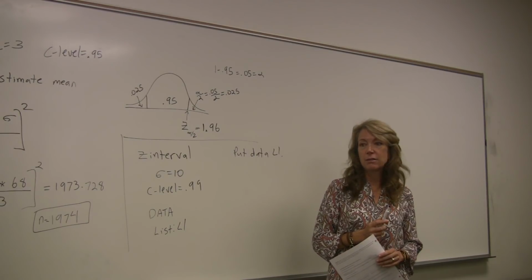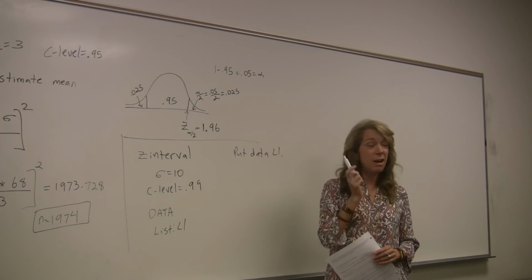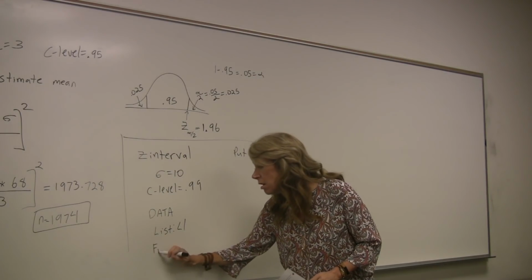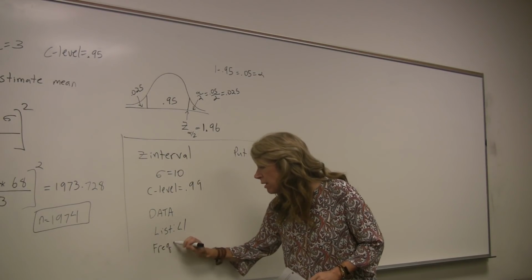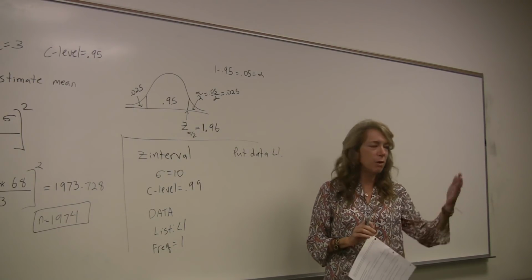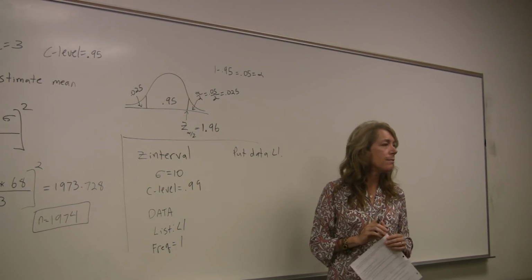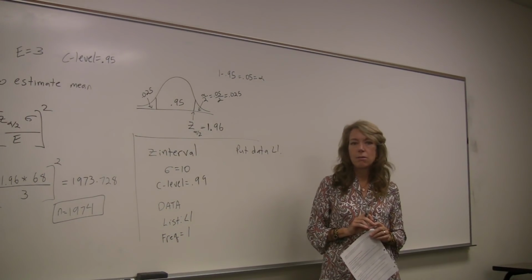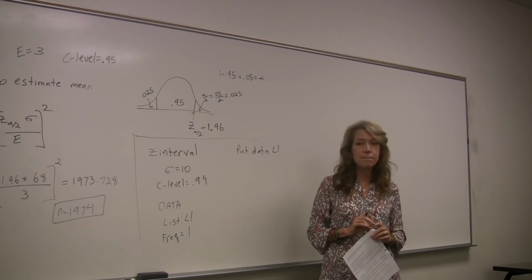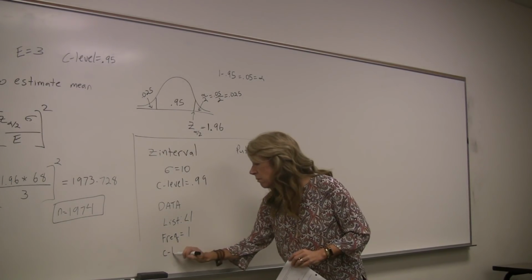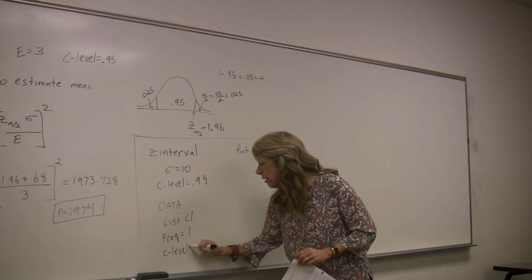What else does it ask for? Frequency. Our frequency is always 1. Always. It should already be 1 as a default. That means we have 1 of each of those numbers in there. So we have L1, frequency, confidence level. What else does it ask for? Confidence level. I think that should be all it asks for.